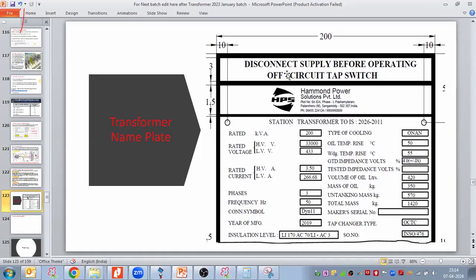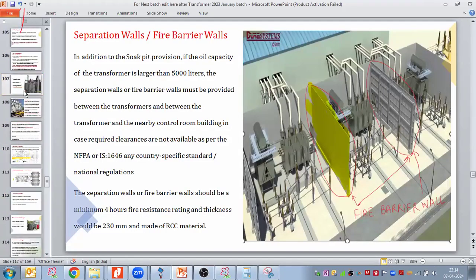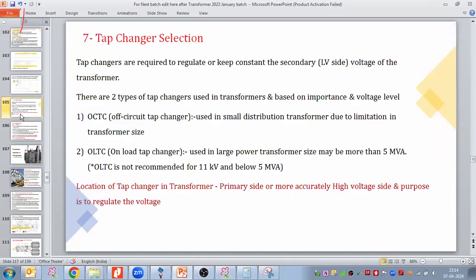Since we are disconnecting supply, we call this tap changer off circuit, or OCTC. With the on-load tap changer, there is no need to disconnect the supply or the load. During operation, this tap can be selected or adjusted. So it is used in large power transformers.